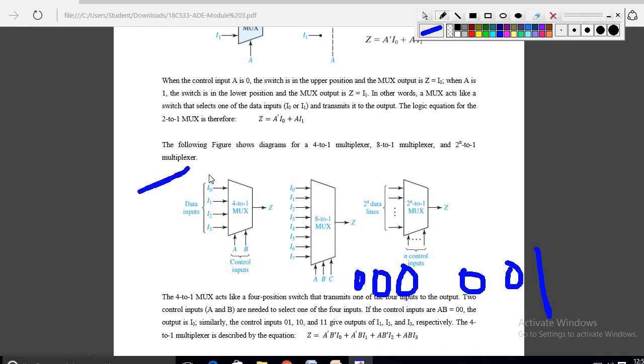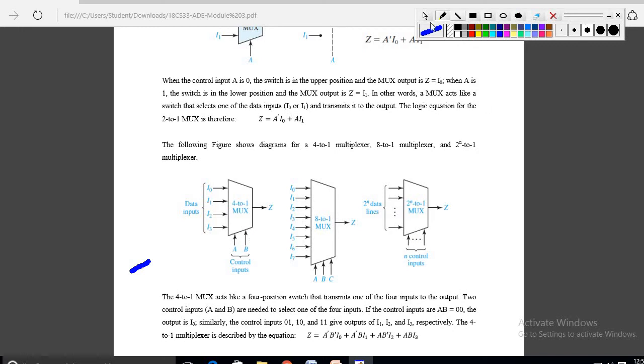Here a 4:1 mux means 4 data inputs, and A and B are considered as 1 control input, like that. If it is 2 power n to 1, it means 2 power n data lines and n control inputs. And here, coming to the expression for this 4:1 multiplexer, two control inputs are there, and the data inputs.